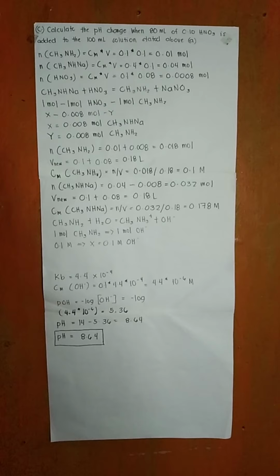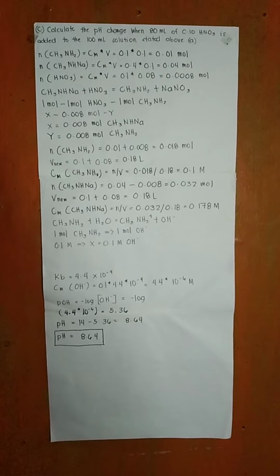CH3NH2 plus H2O, or water, equals CH3NH3 positive plus OH negative. 1 mole CH3NH2 to 1 mole OH negative. 0.1 molarity to X equals 0.1 molarity OH negative. Methylamine, CH3NH2, is a weak base that reacts with water according to the above equation.